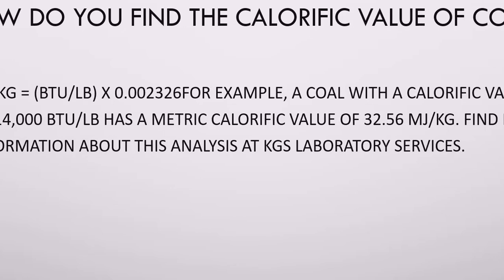How can we convert the calorific value of coal? The formula is megajoule per kilogram equals BTU per pound multiplied by 0.002326. For example, a coal with a calorific value of 14,000 BTU per pound has a metric calorific value of 32.56 megajoule per kilogram. We can find more information about this analysis at KGS Laboratory Services.